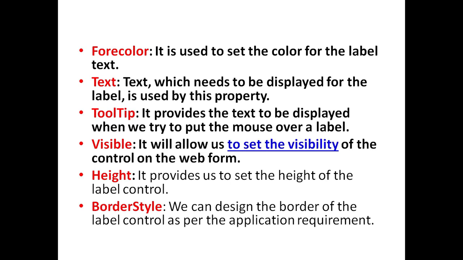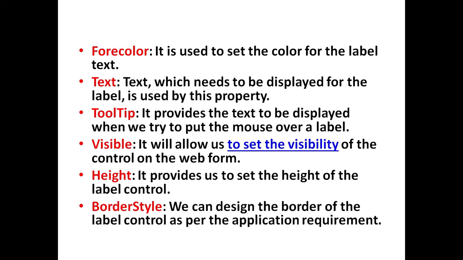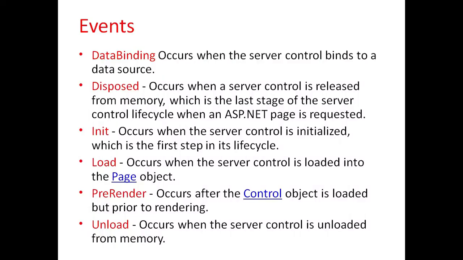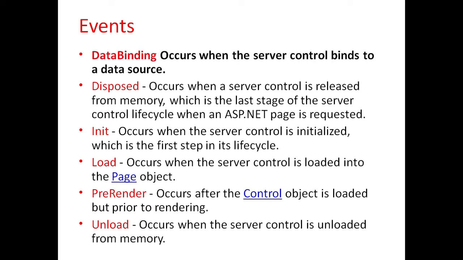Visible property allows us to set the visibility of the control on the web form. Height property is used to set the height of the label control. BorderStyle property is used to set the border of the label control as per the application requirement. Different events for label controls are DataBinding, which occurs when the server control binds to the data source.